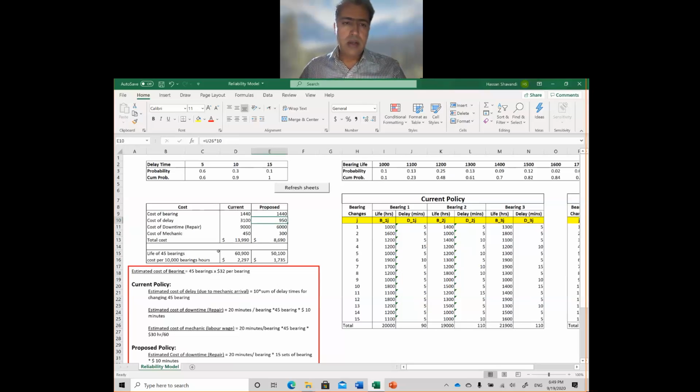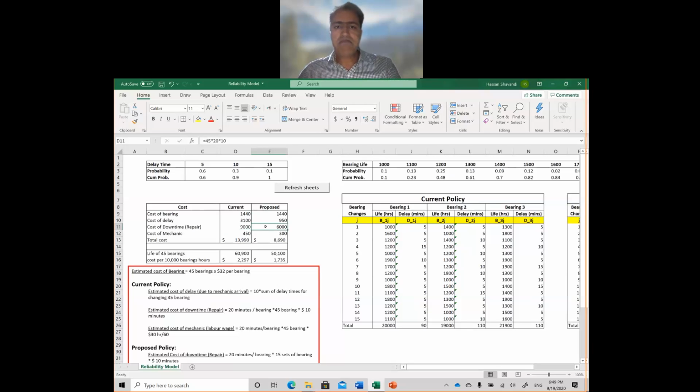Okay, and the cost of downtime for the repair. The previous one was for the delay of the mechanic, but for the repair, again, each change of one bearing takes 20 minutes, two bearings take 30 minutes, and three bearings take 40 minutes, right? So here for the current we have 45 changes, so we need to multiply this by 20, which will be the total minutes of change, and again times 10. That will be the cost of downtime for the repair or replacement of the bearings.